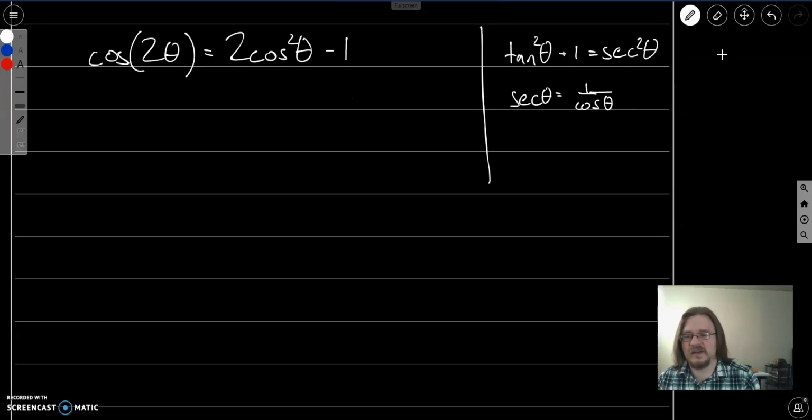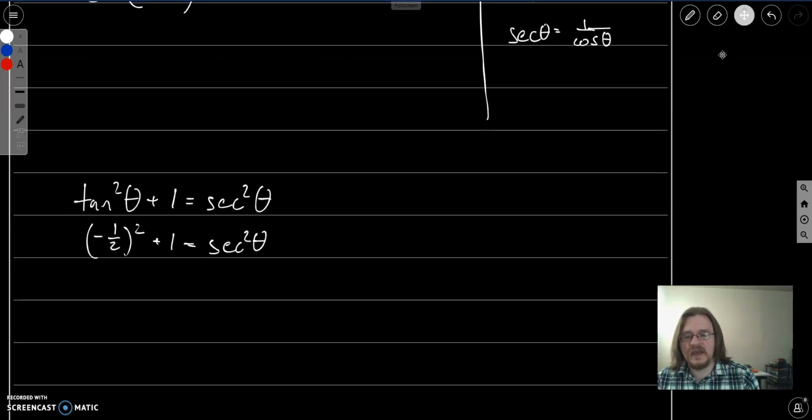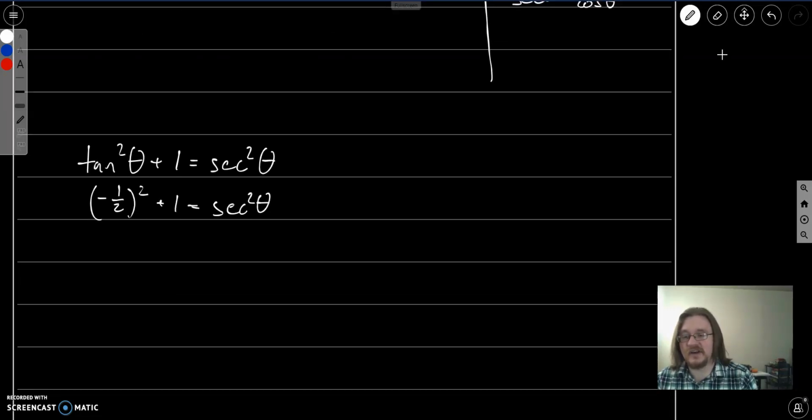So let's come down here and let's go tangent squared theta plus 1 should be equal to secant squared theta. Well, tangent was negative a half. Squared plus 1, that's going to be equal to secant squared. And negative 1/2 squared, well, the negative signs cancel out, and I get 1/4 plus 1 is equal to secant squared. 1/4 plus 1 is 5/4. That's equal to secant squared.